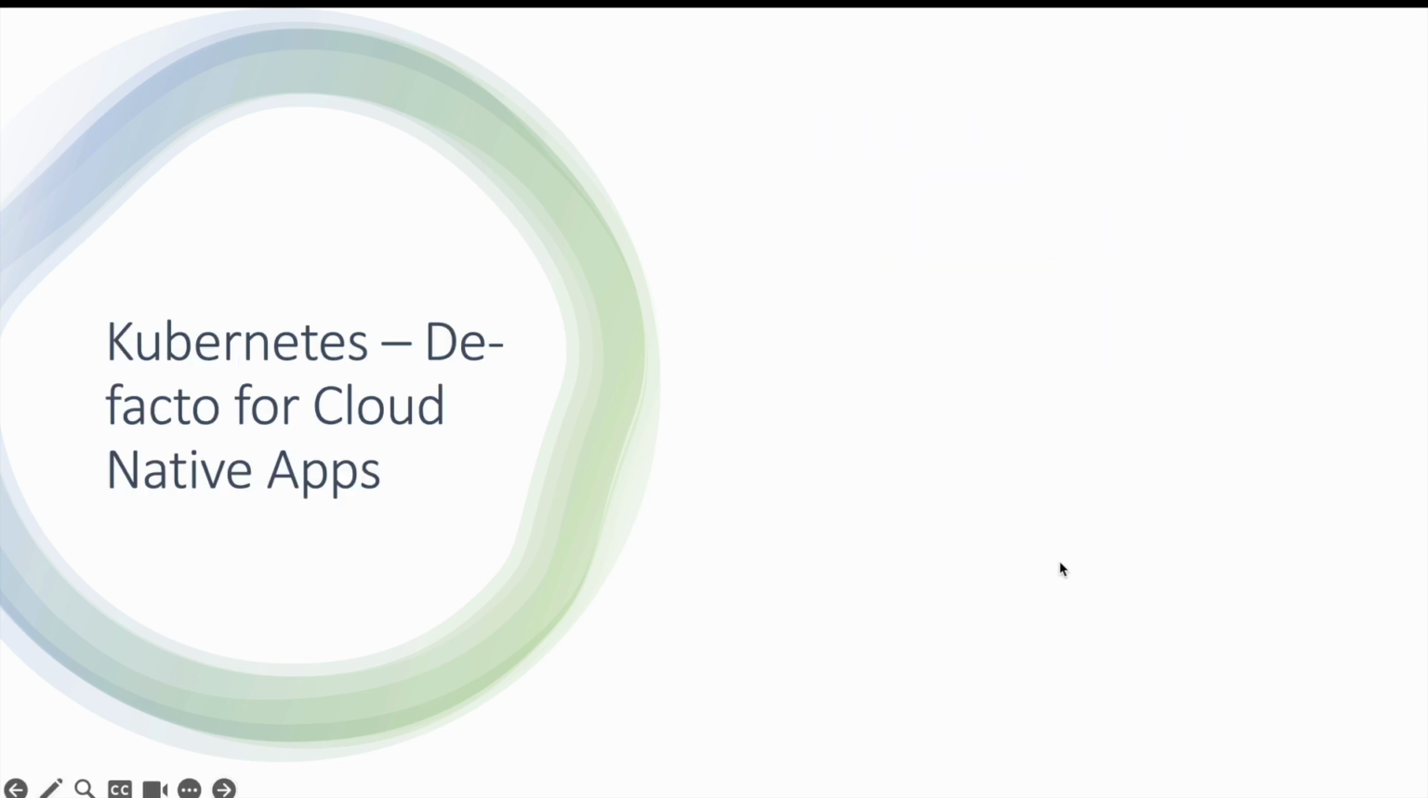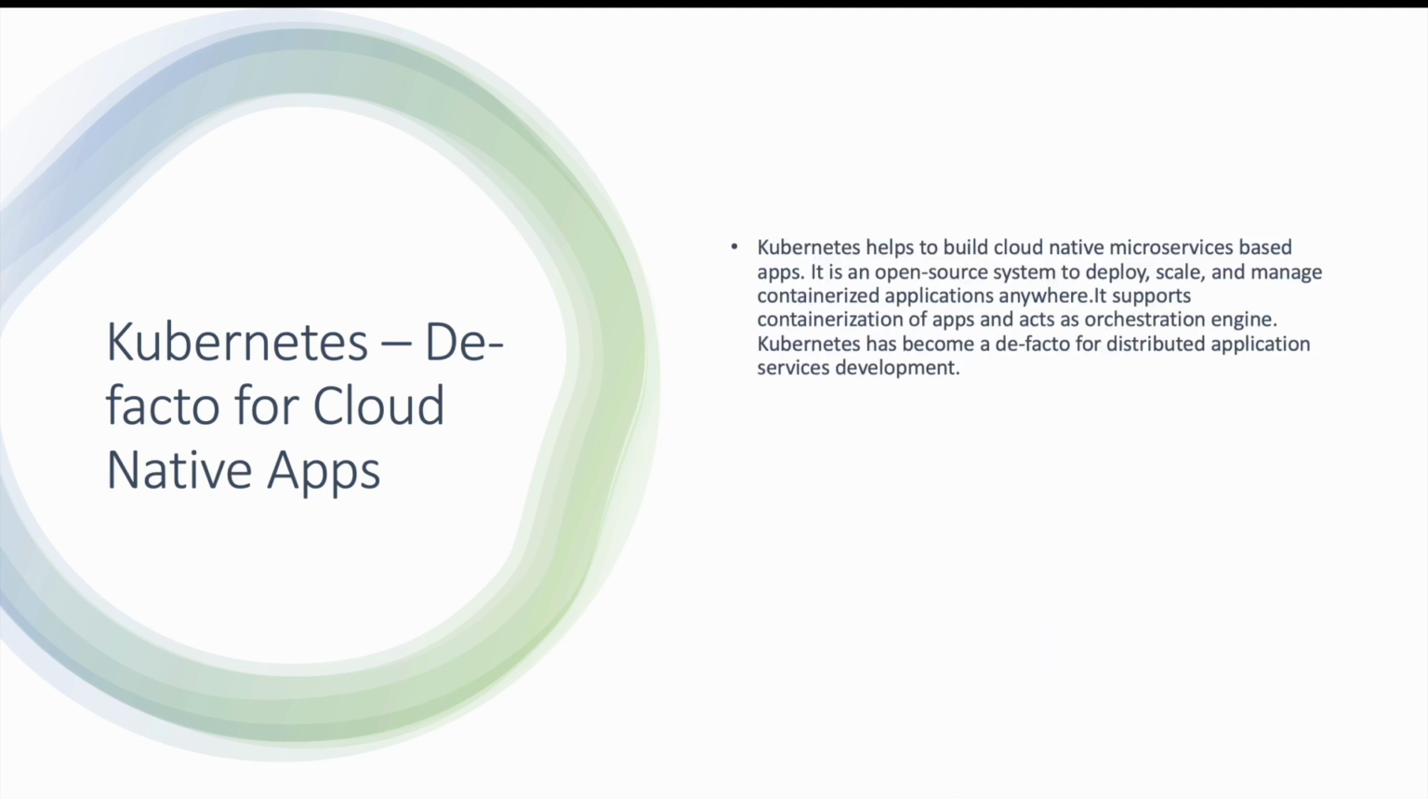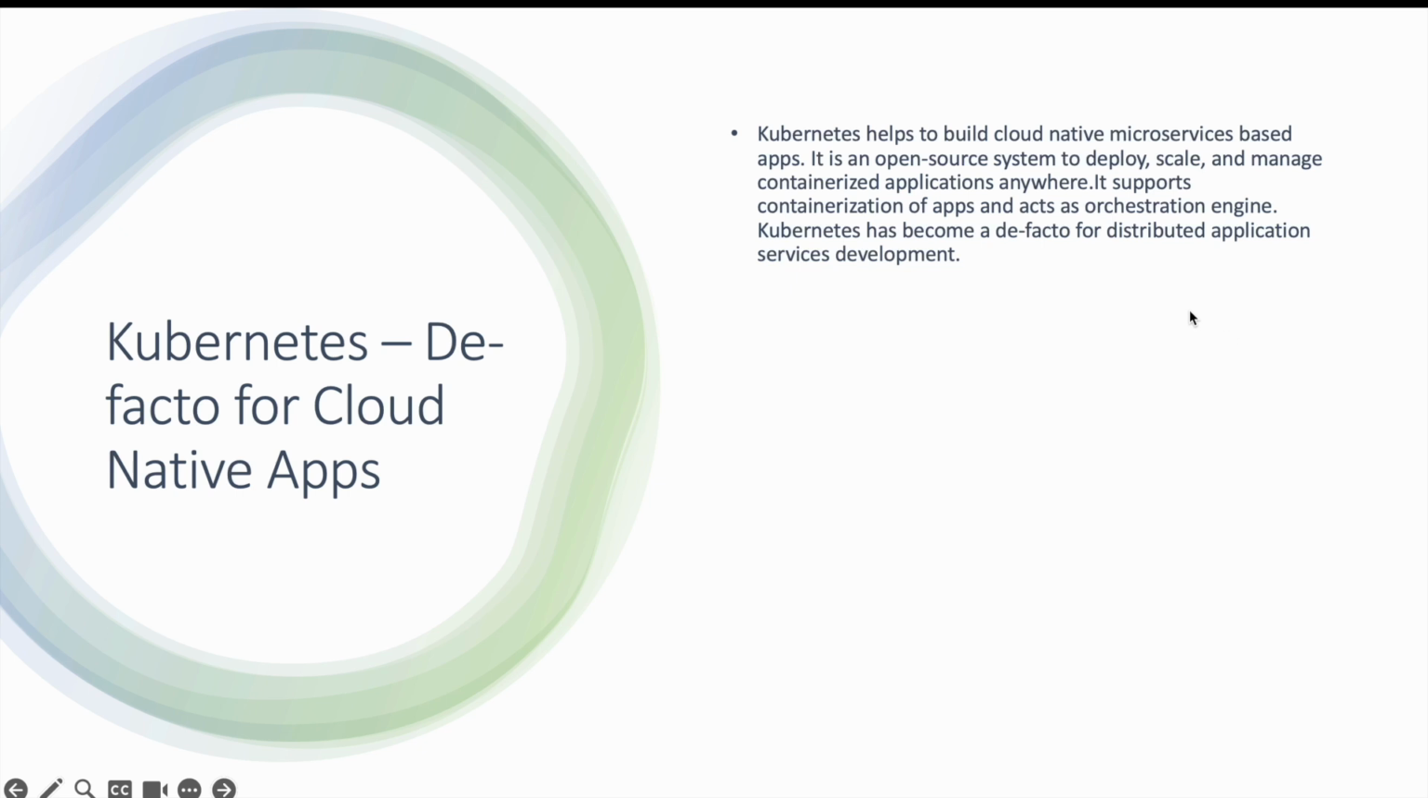Now let's see what Kubernetes is, as Kubernetes has become the de facto for cloud native apps which are using microservices. Kubernetes helps to build cloud native microservices based apps. It is an open source system to deploy, scale, and manage containerized applications anywhere. It supports containerization of apps and acts as an orchestrator engine. That is what we saw earlier in the slide.